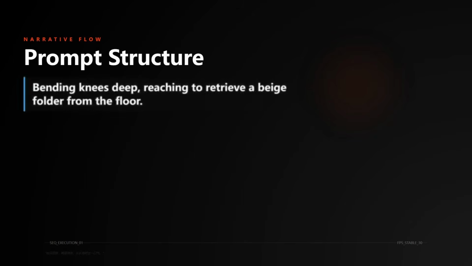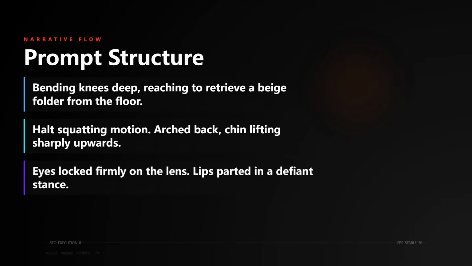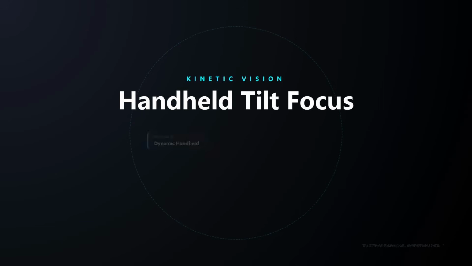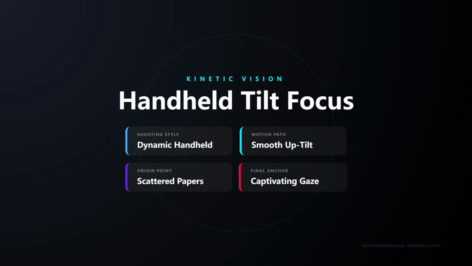She bends her knees, reaches out a hand, and deliberately picks up the beige folder dropped on the floor. She suddenly stops her squatting motion, arches her back slightly, abruptly lifts her chin, stares firmly into the camera, parts her lips slightly, and lets out a long exhale. The camera uses a dynamic handheld push-in shot, smoothly tilting upwards from the edges of the papers scattered on the wooden floor, ultimately focusing on her face. Let's look at the final generated result.